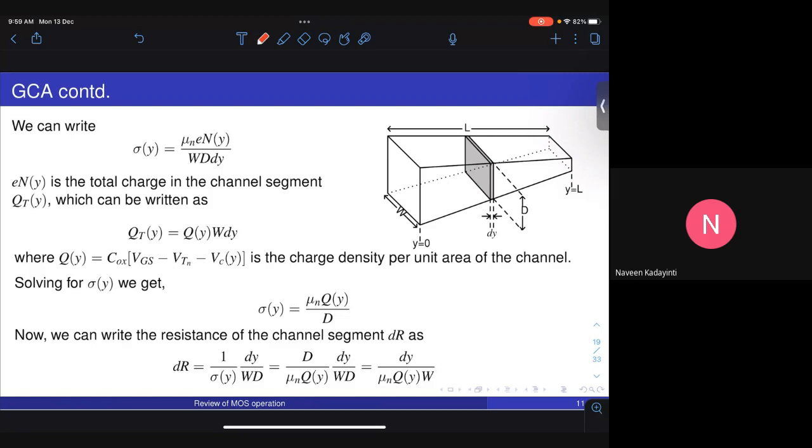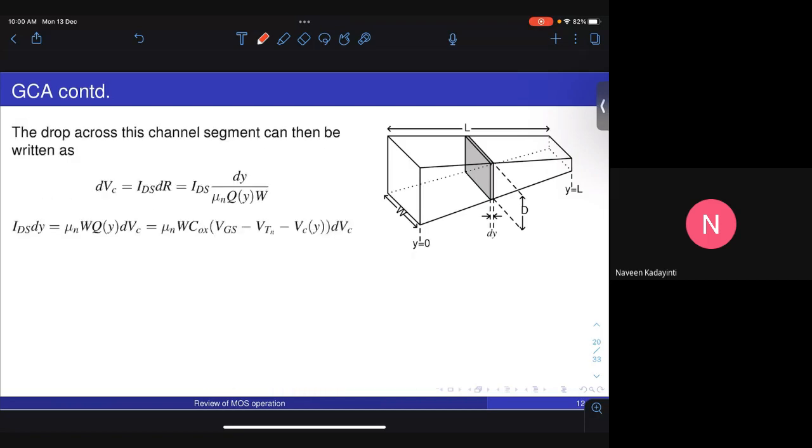Okay, now we can just simplify this. We have an expression for sigma of Y. Substituting that, we get D upon mu n into Q of Y into dy upon W D. Now D and D will get cancelled and we get an incremental resistance as dy divided by mu n into Q of Y into W. So now we have an expression for the incremental resistance.